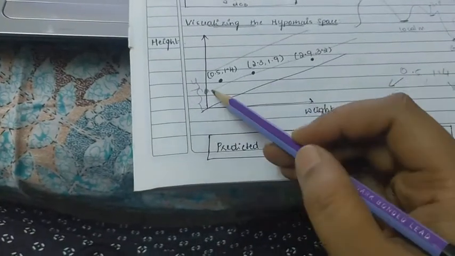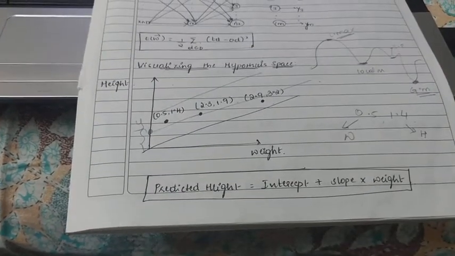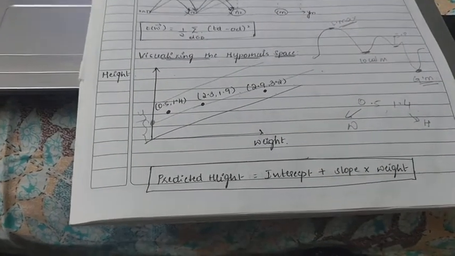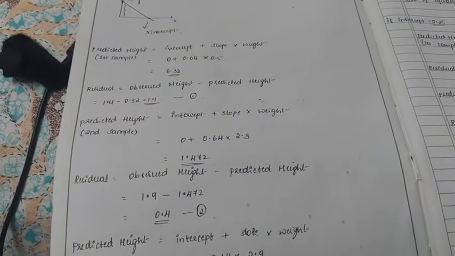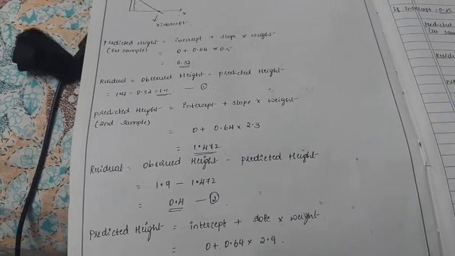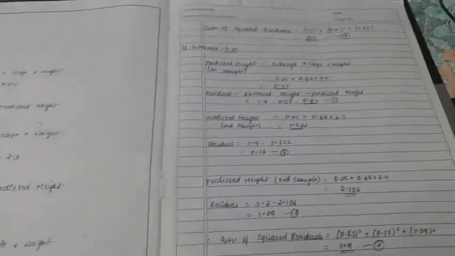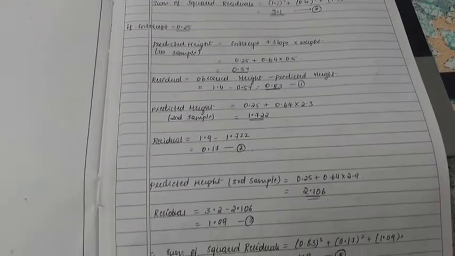Here I have drawn a line and taken a random value of 0.25, just to show that as and when the intercept value keeps on increasing, the error keeps on reducing and we get a perfect parabola. When we get a perfect parabola, we get a global minimum. So predicted height equals intercept plus slope into weight. We do the calculation by assuming intercept equal to 0 and slope equal to 0.64, and we calculate a residual for each and every sample like this, and finally find the sum of the squared residuals. If the intercept value is 0.25, again we did the calculation.